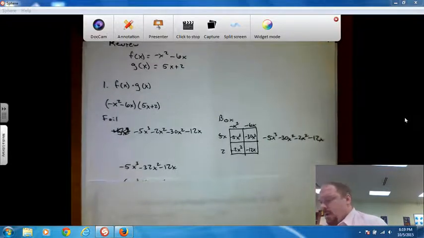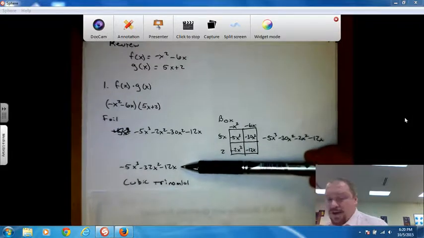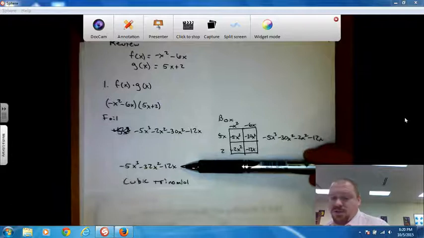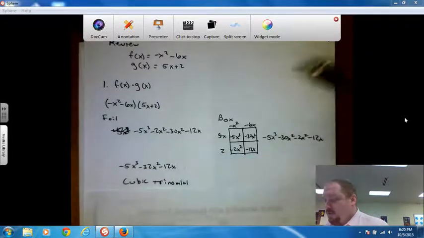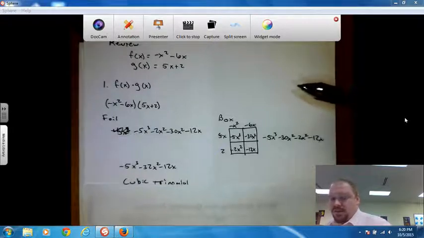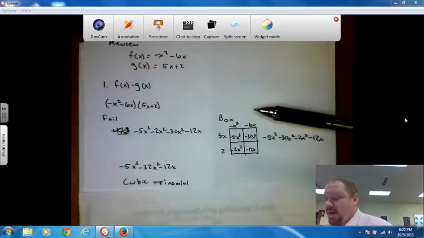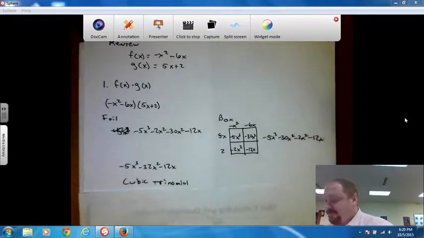And number two, they want us to describe the polynomial. It says write the simplified expressions and classifications on the line. So it is classified as a cubic trinomial.